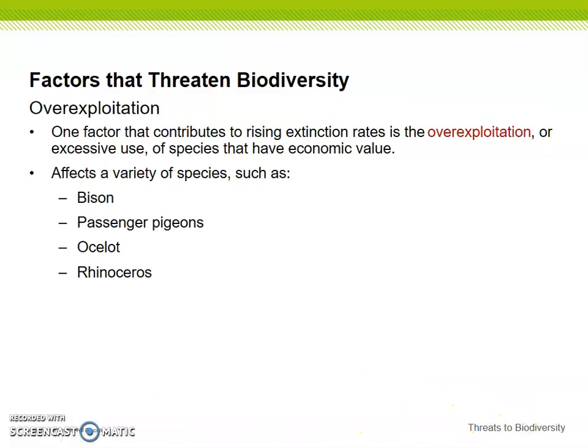Factors that threaten biodiversity. Overexploitation. That was one of your vocab terms. One factor that contributes to the rise in extinction rate is overexploitation, or excessive use of a species that have economic value. So here are some species that have been affected by overexploitation.